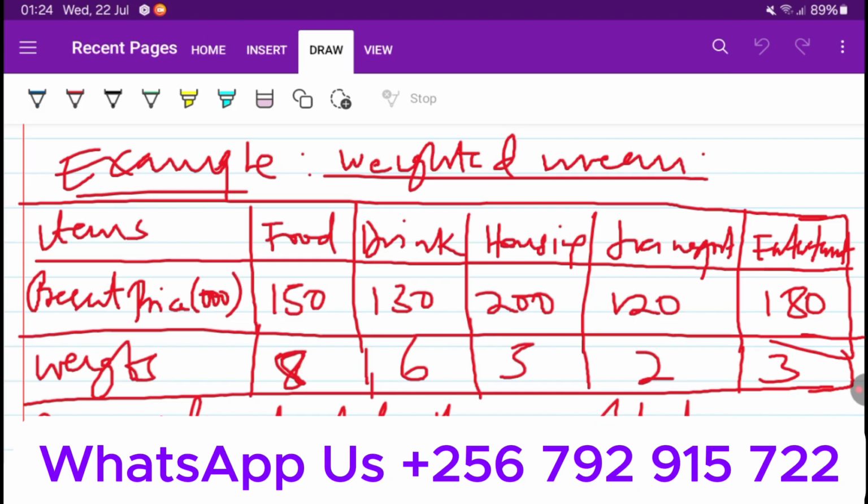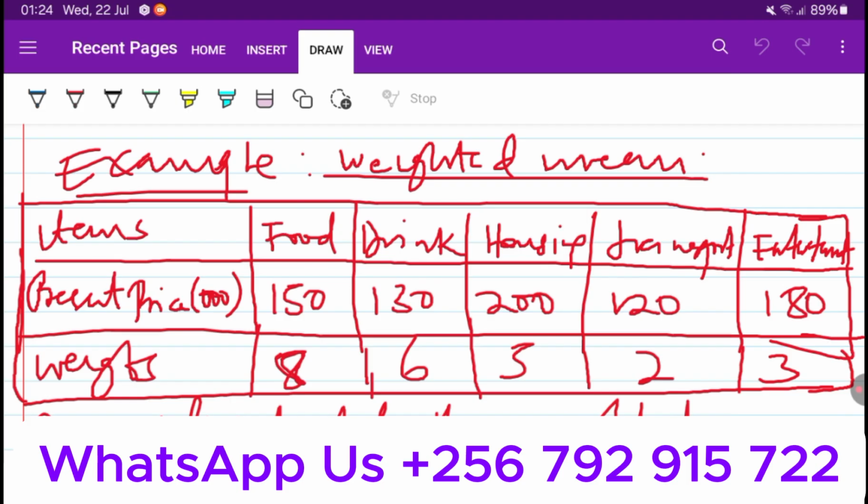So we have been given the different items that we've spent on in a given period of time, and they have also given us the weights or the quantities that we have bought. They have not told us if they are in kgs or what. They have just given us the weights.